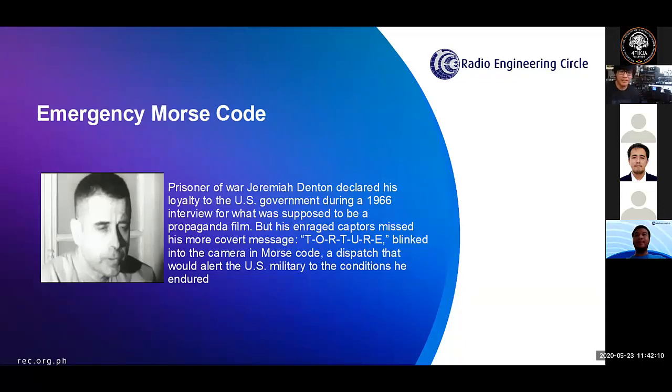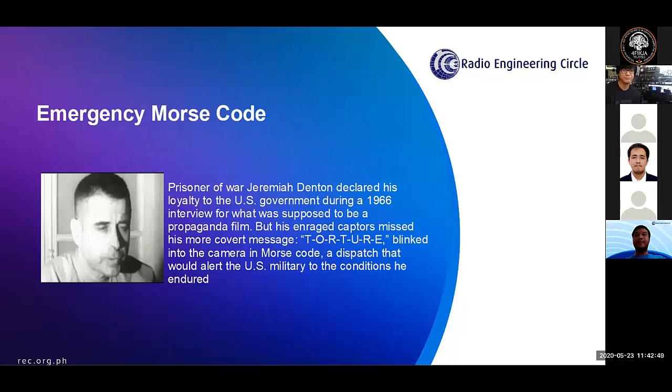So what he did is he blinked his eyes, you know. He blinked his eyes and he sent the word torture. Can you imagine that? You can actually send information by blinking your eyes. That's how important Morse code is. Even if you're not going to take the Class A examination, or you're just an enthusiast, it's really important. And that's what I learned from all those things that I'm doing in ham radio.